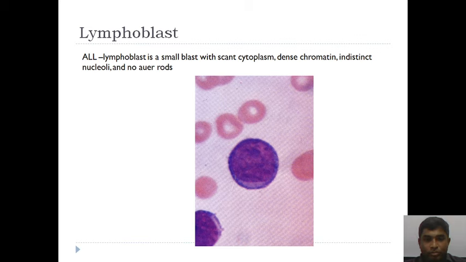Compared to a myeloblast, which is relatively larger, the lymphoblast is smaller and the cytoplasm is scant. In AMLs, or in myeloblasts, we usually see moderate to abundant cytoplasm. In ALL, the cytoplasm is scanty, meaning it is less in amount. The chromatin is dense. The nucleoli are usually indistinct, and we don't see any Auer rods in the case of a lymphoblast.